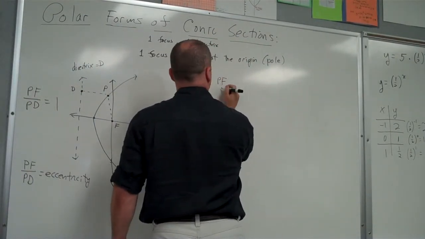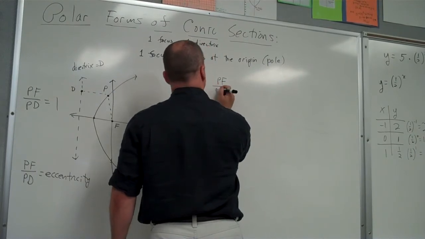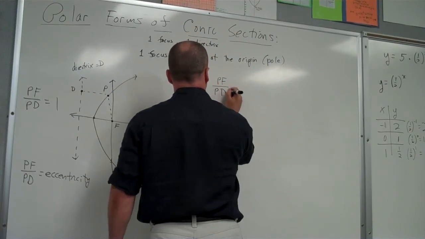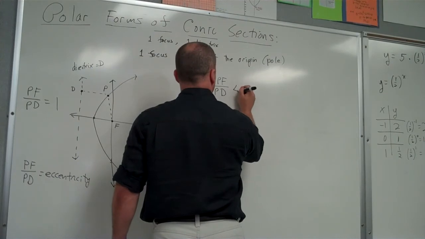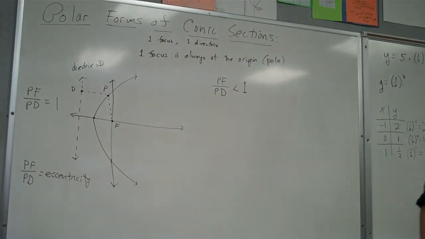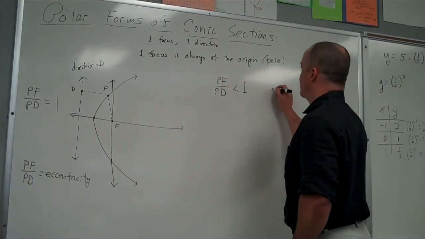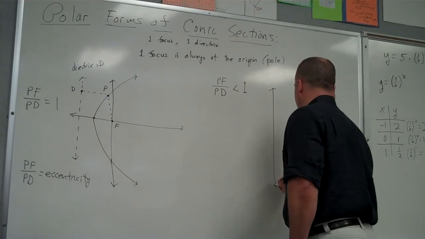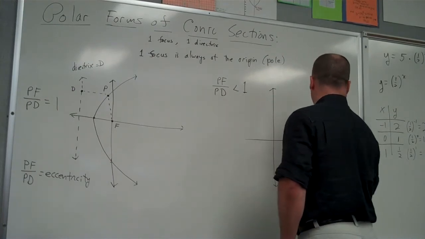If the ratio of the distance from a point on the curve to the focus, to the distance from a point on the curve to the directrix, is less than 1, in other words, if the point on the curve is closer to the focus than it is to the directrix, which of the two remaining conics do you think you have? Hyperbola. It's an ellipse.